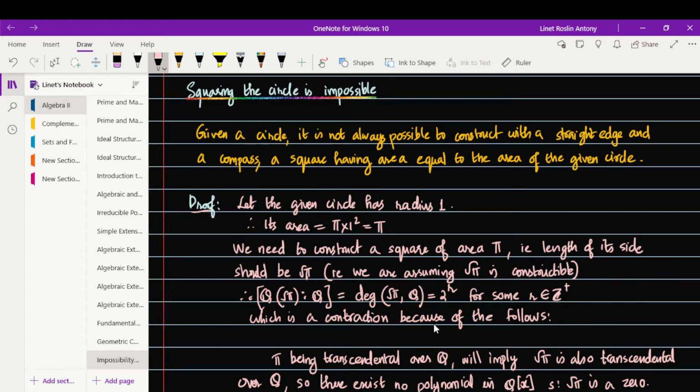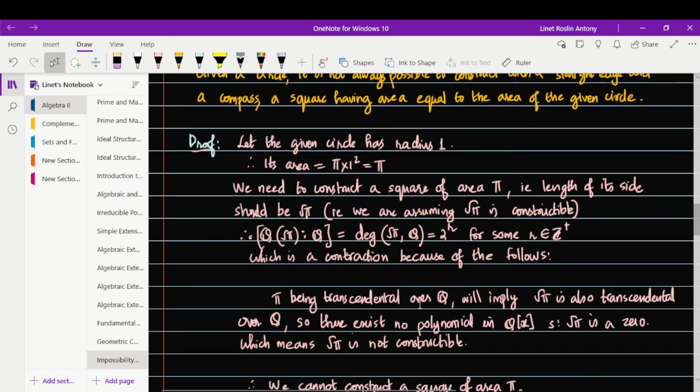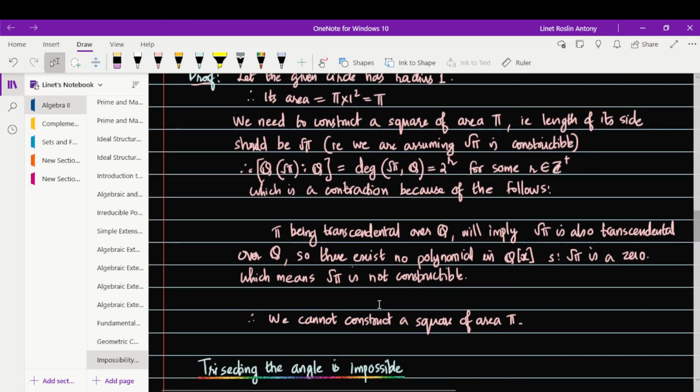But this is a contradiction, because we know that pi is a transcendental number over Q, and that will automatically imply square root of pi is also transcendental over Q. So there exists no polynomial in Q of x such that root pi is a zero of that polynomial. So we cannot say that root pi is constructible. Rather, we end up saying root pi is not constructible. Since root pi is not constructible, we cannot construct a square of area pi.